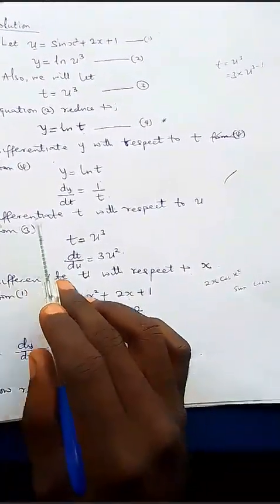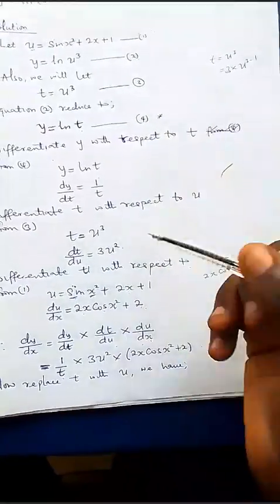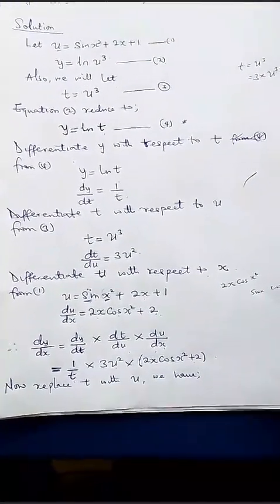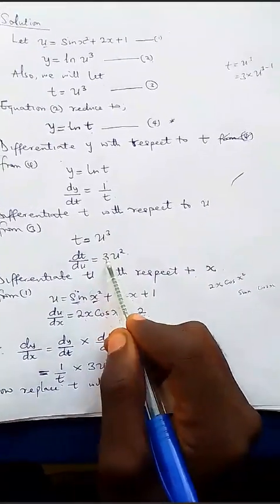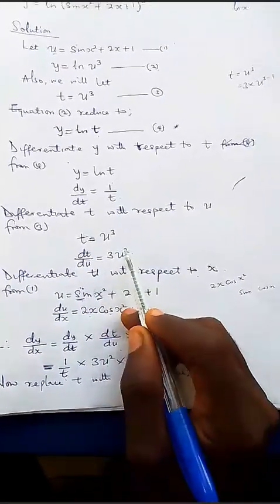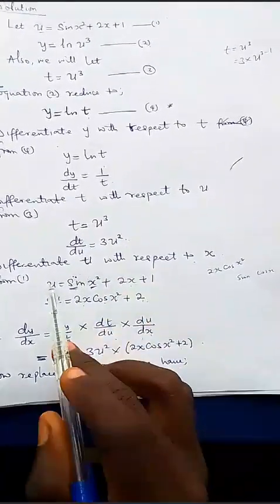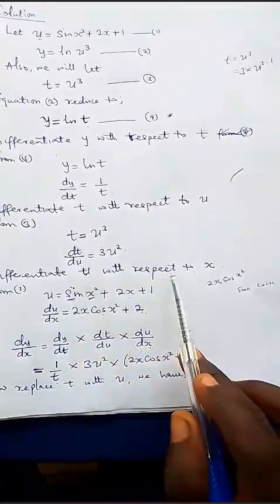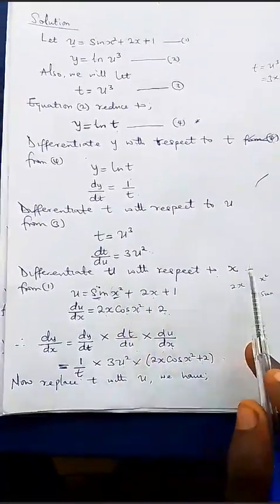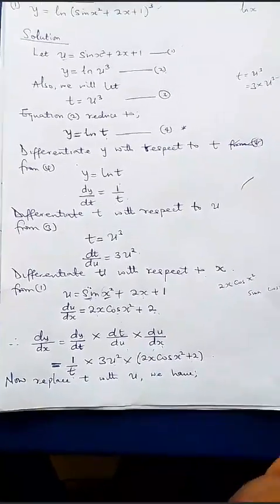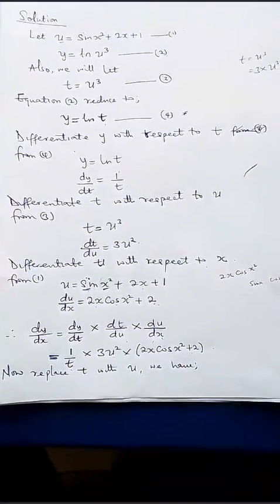Now differentiating equation 3, which is your normal way of differentiating a power function, the power comes down and multiplies the original function, then you subtract 1 from the power. That's what we have here. So 3 minus 1 is 2. Now lastly, differentiating u with respect to x. These are the three functions we were able to get when we replace them with two variables.